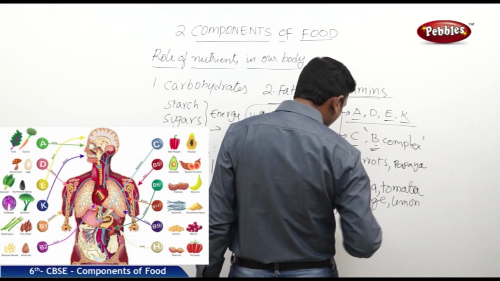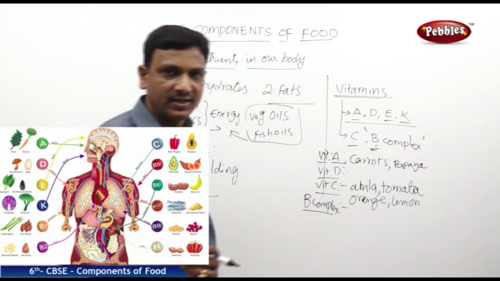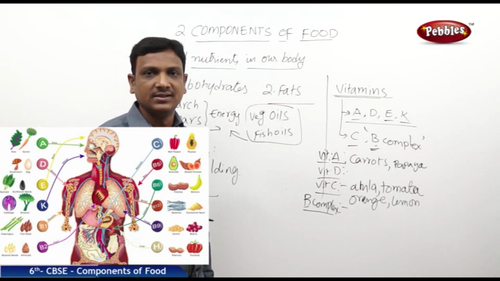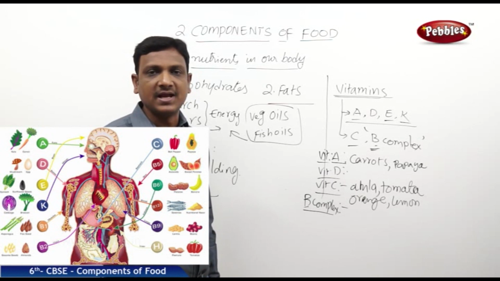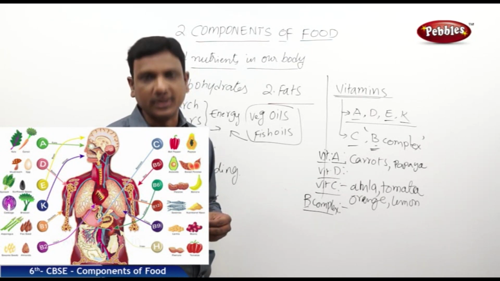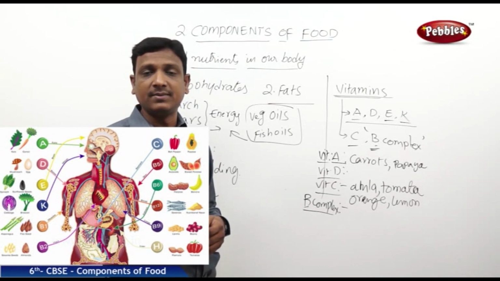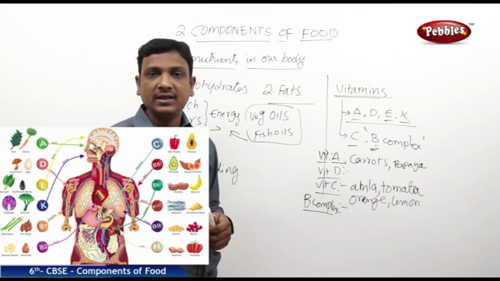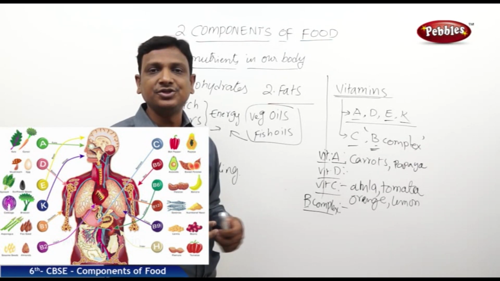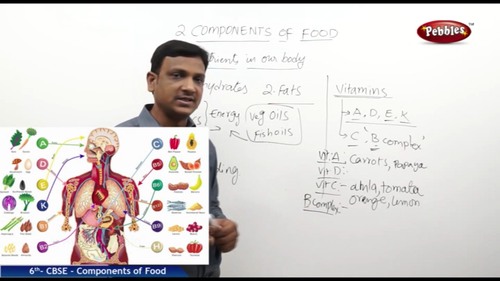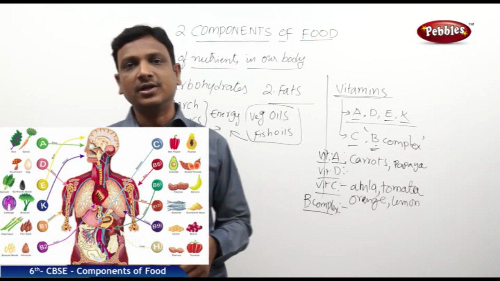So vitamin B, or B complex, has a number of different vitamins. They are very helpful for the proper functioning of your body, to maintain proper health and proper hunger in your stomach, so that you can eat well. They are helpful in digestion, absorption, and assimilation of the food. All these B complex vitamins are essential.